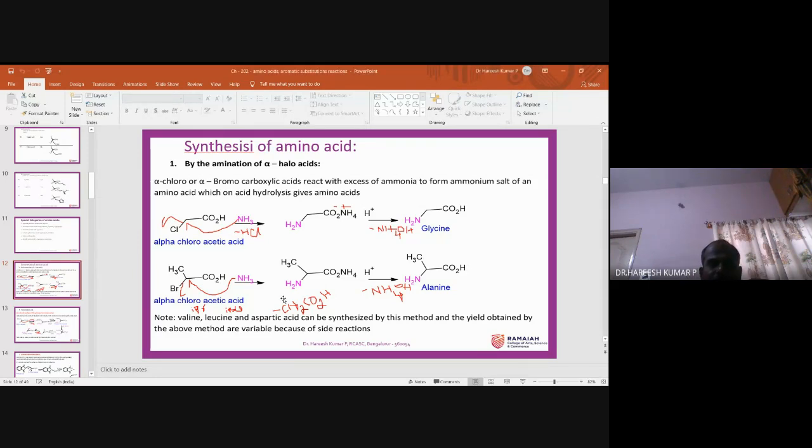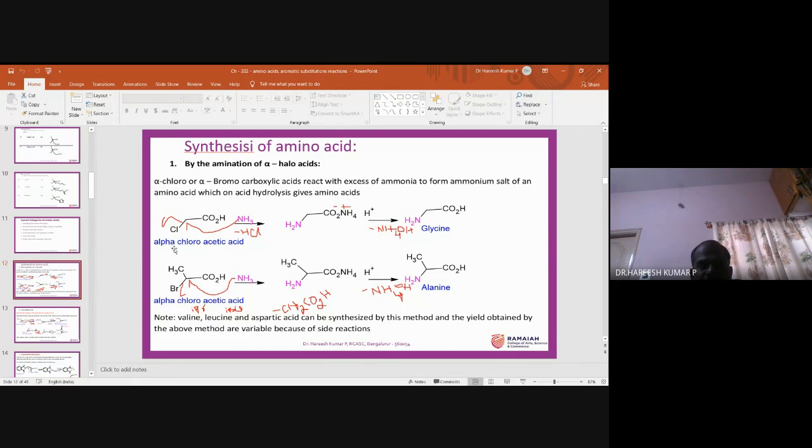So the first method of synthesis of amino acid is starting with a halo acid. Suppose we take a different halo acid, 2-bromo, otherwise alpha bromo propionic acid. If we take one CH3 here, one CH means isopropyl group. So the isopropyl group here and bromo here, then you will get valine as the product.